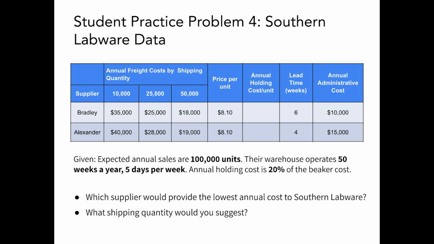Unlike previous examples, here we present the freight costs alongside other critical data within a single table for clarity. Consider the annual holding cost per unit, applying the formula that involves the price per unit multiplied by a 20% interest rate. Reflect on which supplier offers the most cost-effective solution for Southern Labware, and recommend an optimal shipping quantity based on your analysis.